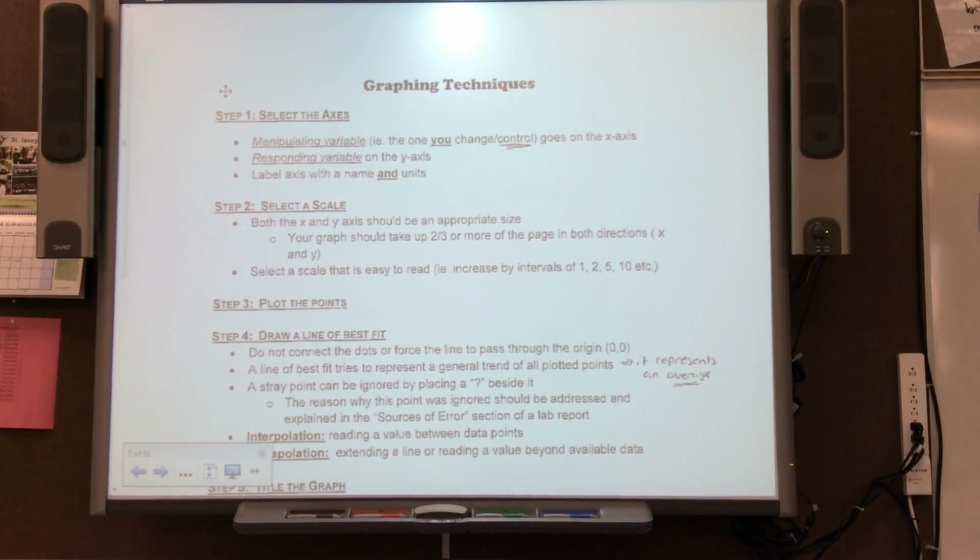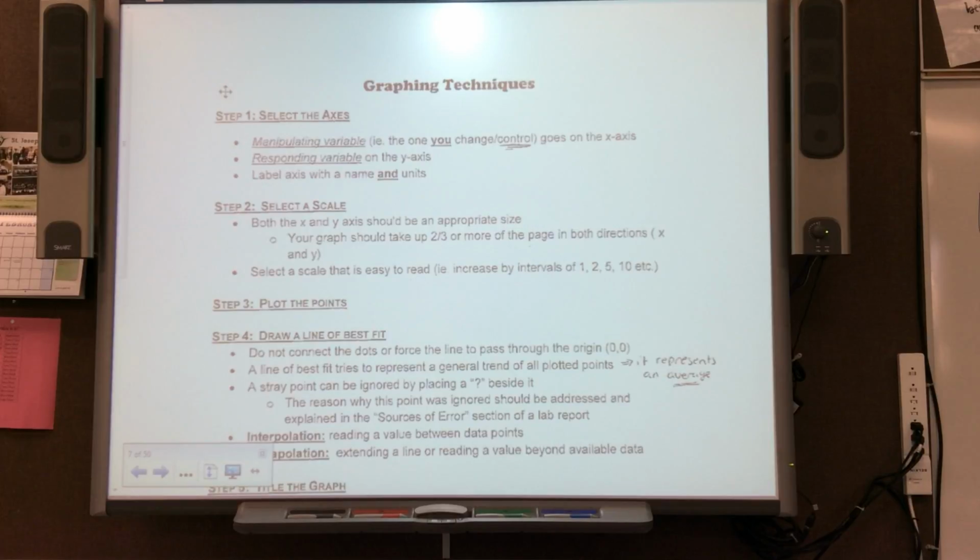Okay, we're going to review graphing techniques. This is something that you've done all along through school, but we really use graph and graph interpretation lots in Physics 20 and in Physics 30. So we're going to make sure that you understand it before we get too far into it. So you need to select your axes, and we typically work on an X and Y axis.